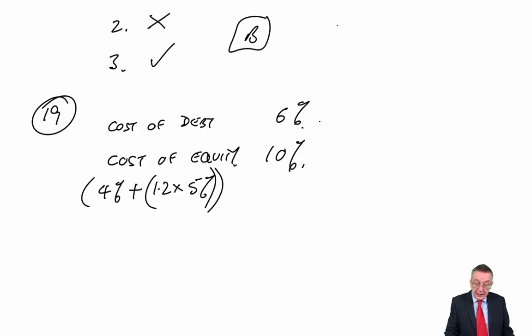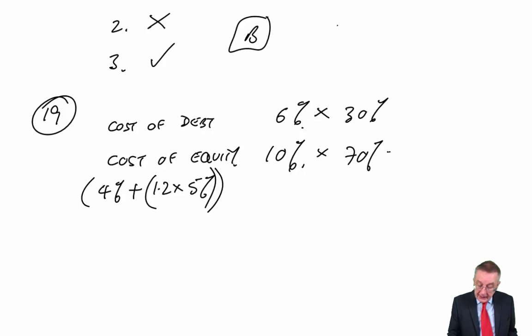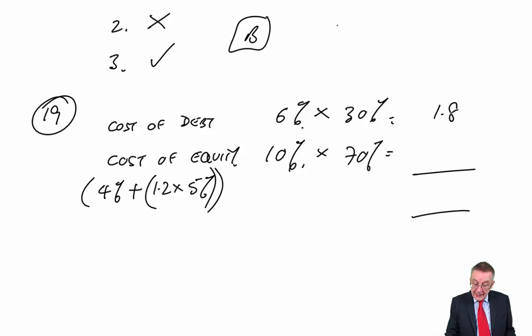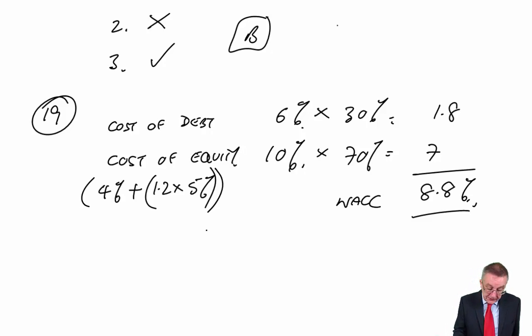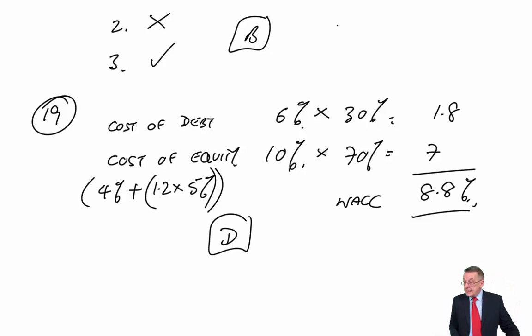Now we can take a weighted average. Debt is 30%, equity 70%. Multiply and add up, which gives us 1.8 plus 7, so 8.8% as the weighted average cost. The answer is D.